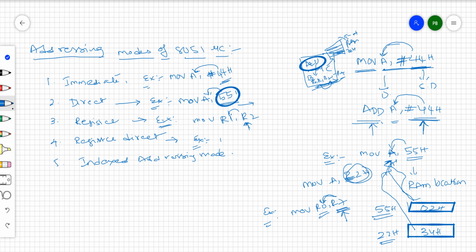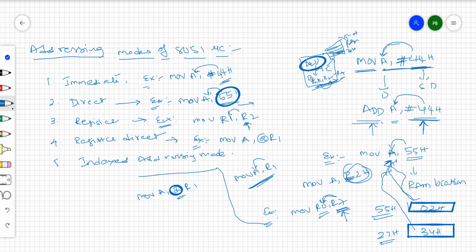Here I am writing an example, MOV A, @R1, right? I am giving an example here very clearly. If there is no @, MOV A, R1, then what will happen? R1 data will move to the accumulator. This is the register addressing mode.